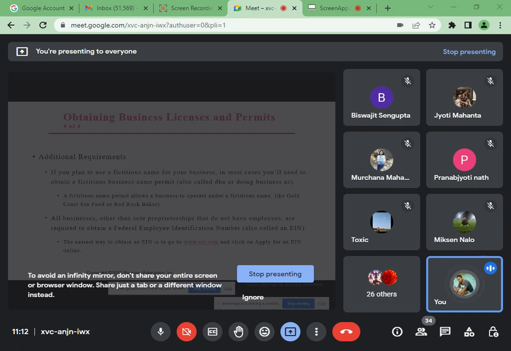Next, we have a few additional requirements. If you plan to use a fictitious name for a business, in most cases you will need to obtain a fictitious business name permit, also called a DBA, or doing business as. A fictitious name permit allows a business to operate under a fictitious name like Gold Coast Seafood or Red Rock Bakery. So if you are going for a fictitious name, that permit, also known as DBA, will come under an additional requirement.